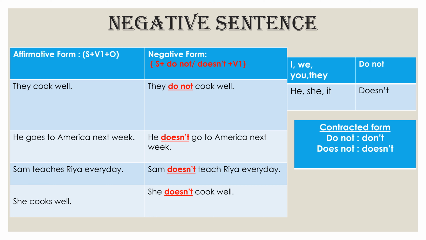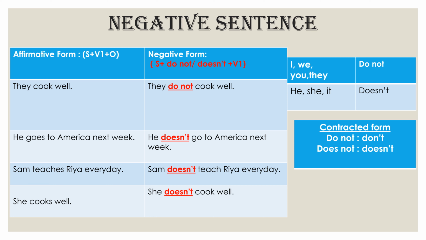Now we are going to learn to make the negative form. So let's see the structure of negative sentences in simple present tense. Subject plus do not or does not plus V1. We add do not when the subject is I, we, you, they, or any plural subject. Example: they do not play here. We add doesn't when the subject is he, she, it, or any singular subject in the third person. Example: he doesn't play here.